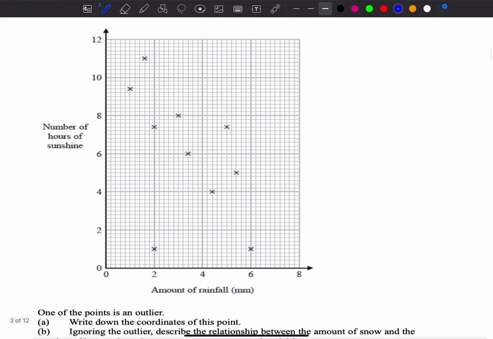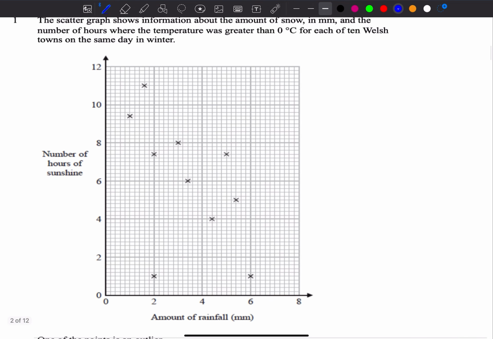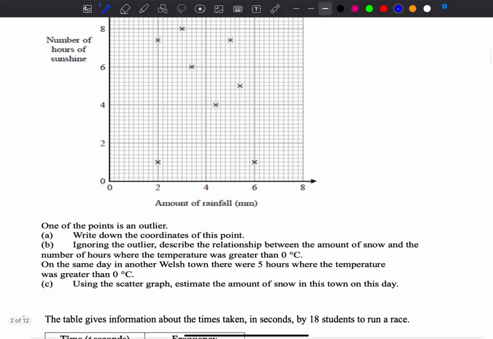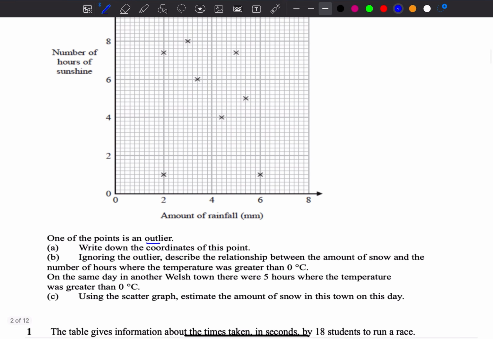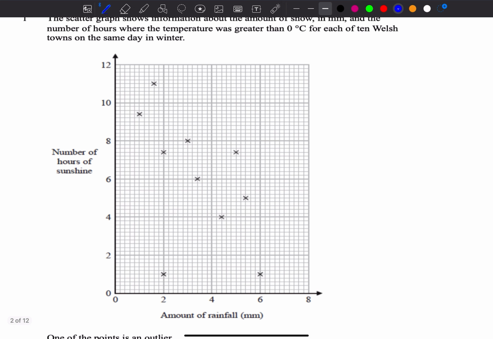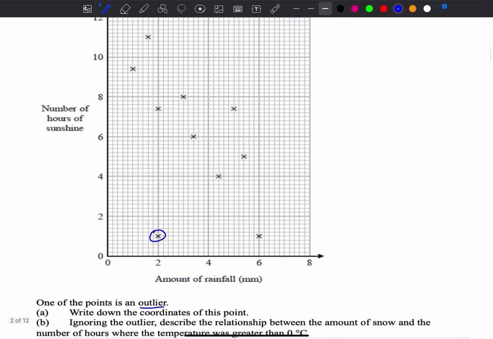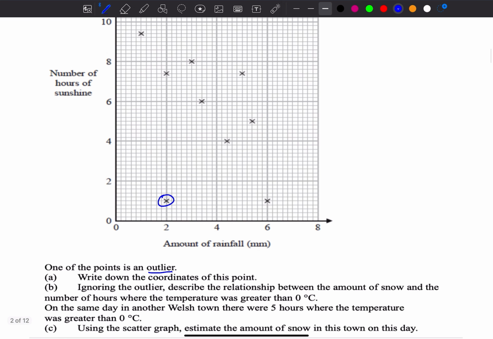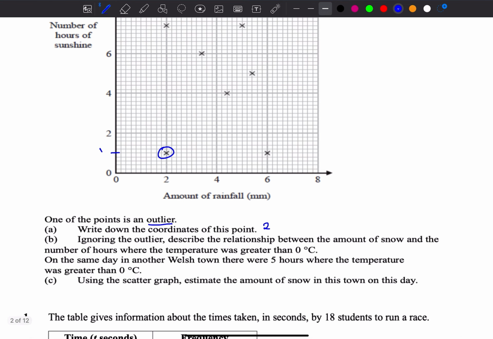Right. Next one, what is this? Scatter diagram. You should know. Write down the coordinates of this point. There is an outlier. Outlier means it does not fit the pattern. The one that doesn't seem to fit the pattern is this one. What is the coordinate of this? That's 2, 4, 6. That's 1. So that's 1 then basically. 2, 1.